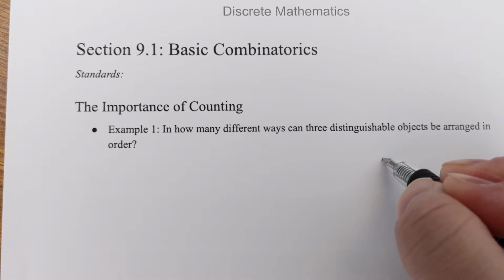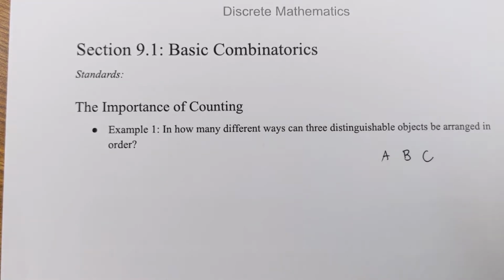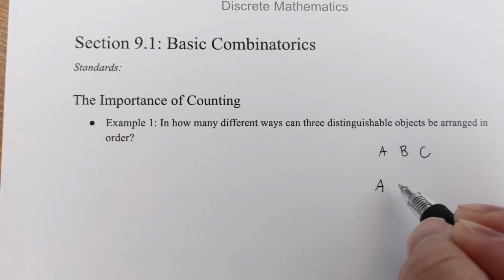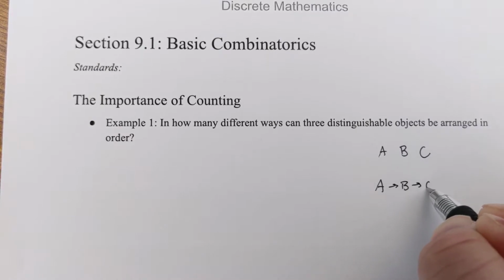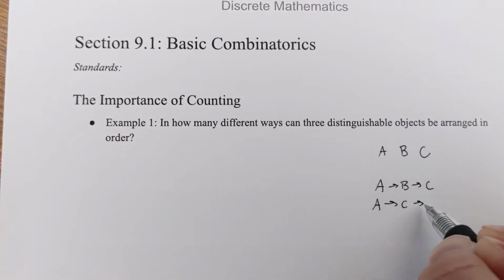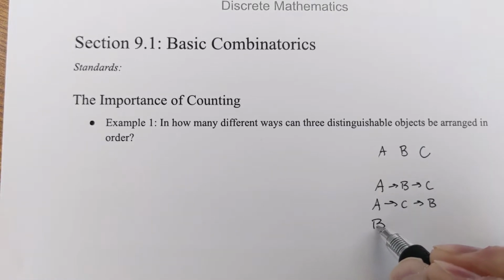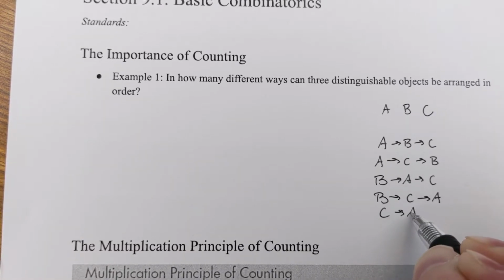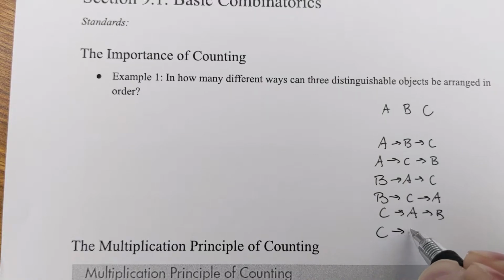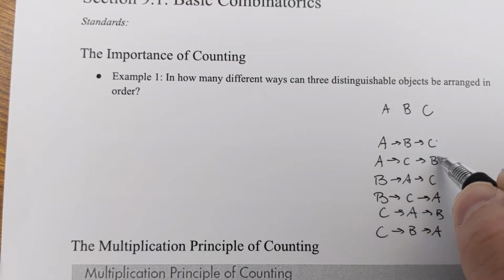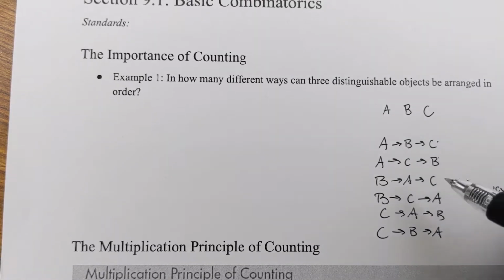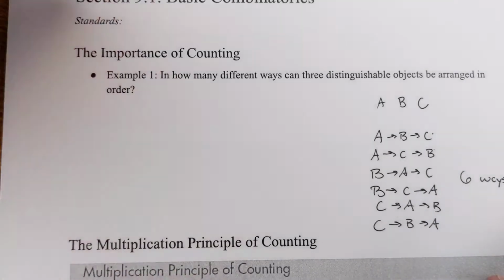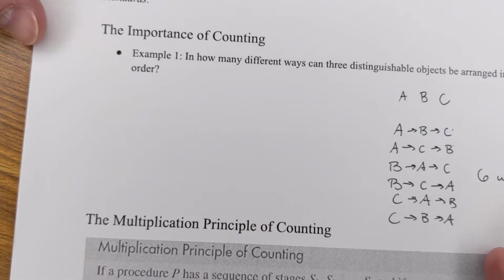So we'll just call them A, B, and C. We'll start with A, then we can choose B, then C, or we can do A, then C, then B. Or we can start with B, then go A and C, B, C, then A, and lastly, you can start with C, A, then B, C, B, then A. So 1, 2, 3, 4, 5, 6. So there are 6 ways that are distinguishable, meaning they're different from each other. So this is what's referred to as the counting principle.